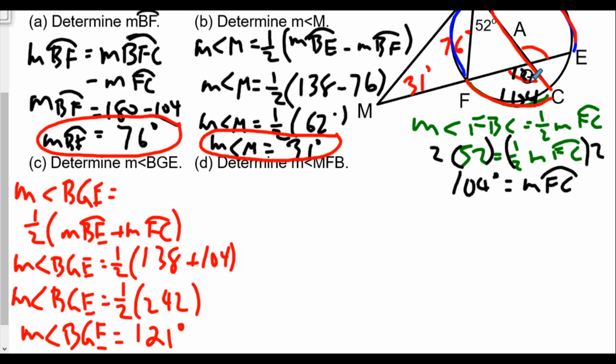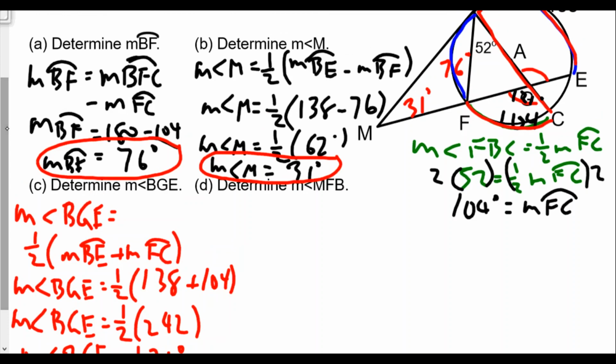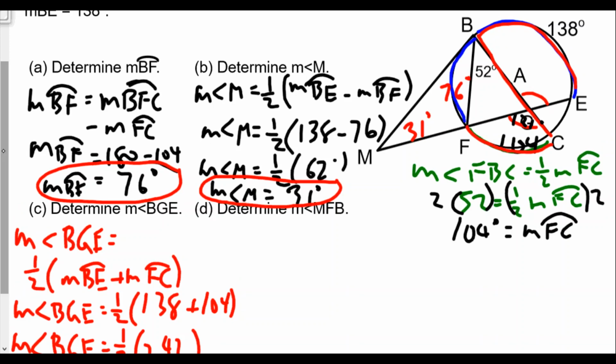Okay, 121 degrees. And finally, we want to find the measure of angle MFB. So the measure of angle MFB is going to be here, MFB. Well, a couple of things. Here we are going to say to ourselves, that's not an angle that we have a rule for because it's not really a tangent and a chord. It's really a chord and a secant. But let's also take a look at the following.